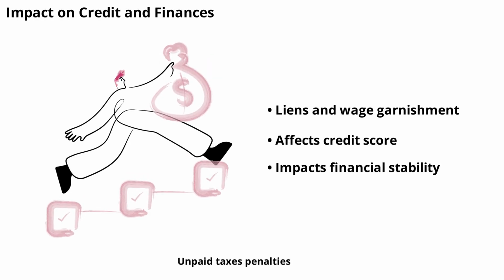Unpaid taxes, penalties, and interest can have a serious impact on your finances. The IRS can place liens on your property, garnish wages, or take other collection actions. These consequences can affect your credit score and financial stability, making it even more important to address tax issues promptly.